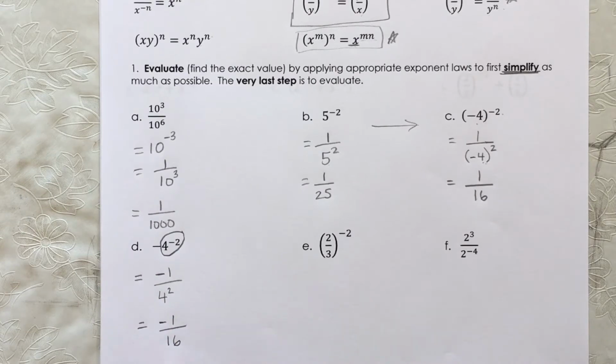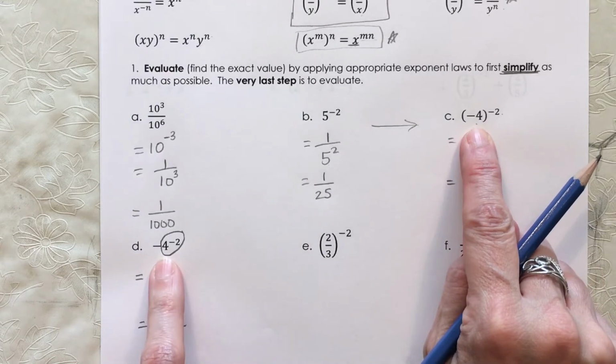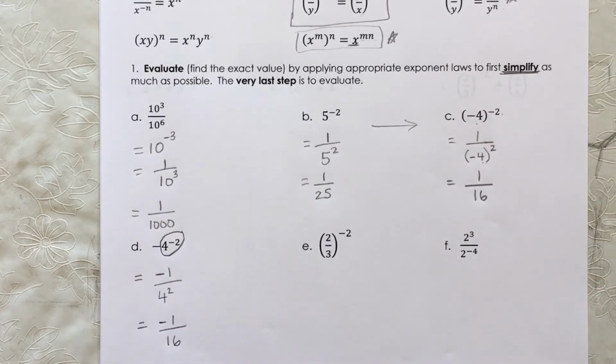So you can see how our answers are different. So it matters whether there's brackets or not brackets. Okay, so in this case the base is negative 4, in this case the base is just 4 only.